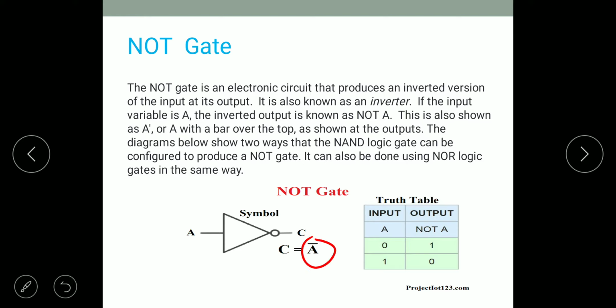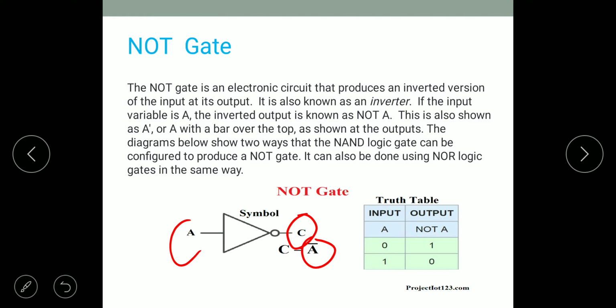The diagrams below show two ways that the NAND logic gate can be configured to produce a NOT gate. It can also be done using NOR logic gates in the same way. If you see here, the NOT gate has only one input and a single output, because it shows the inversion.